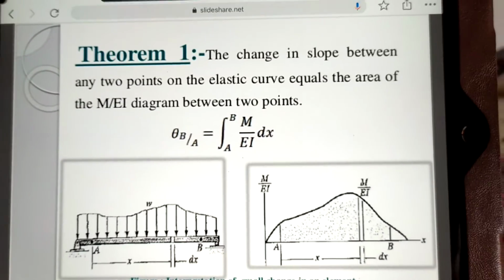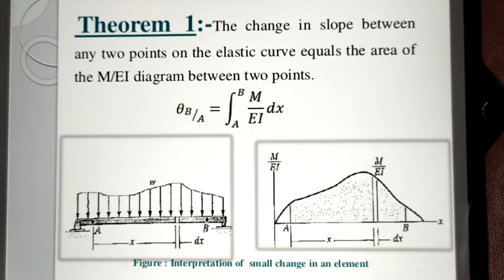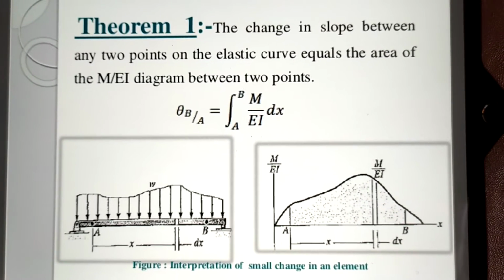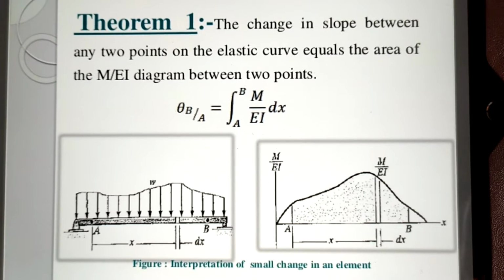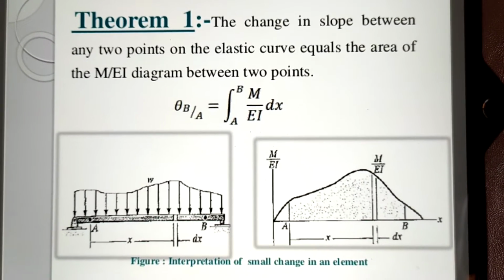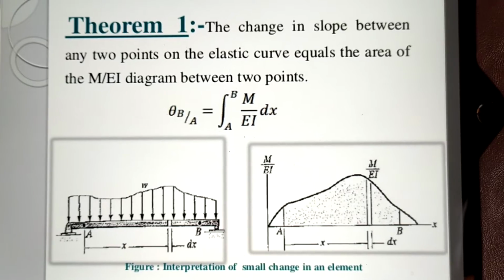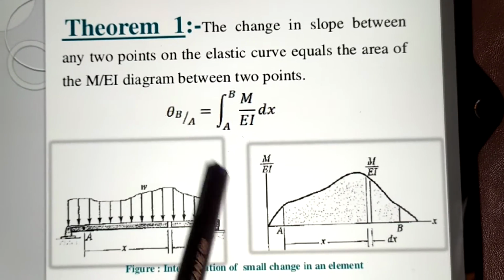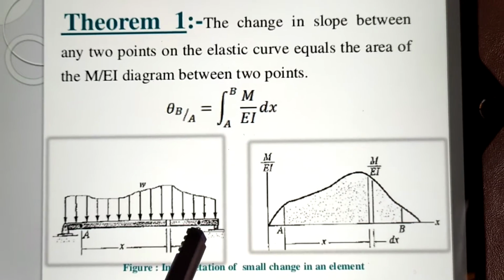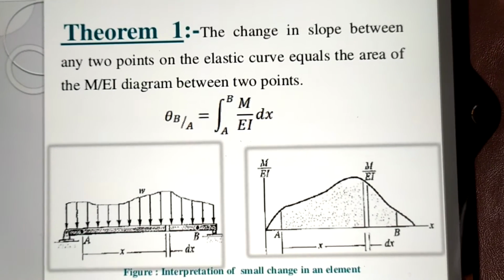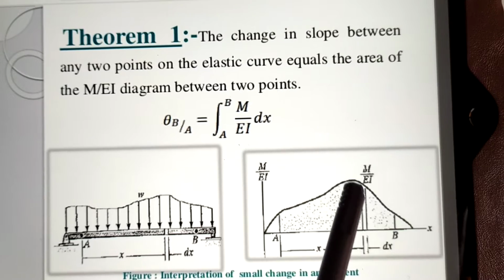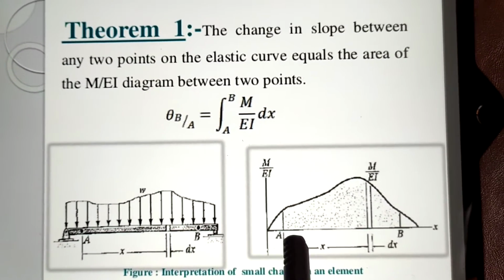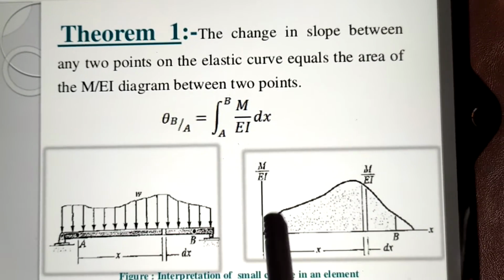Next, theorem 1, moment area theorem 1. The change in slope between any 2 points on the elastic curve is equal to the area of the M upon EI diagram between the 2 points. That means here is a beam where a UDL is applied, and A and B are the 2 points. If we draw the M upon EI diagram, where EI is constant, we are drawing the M upon EI diagram here.